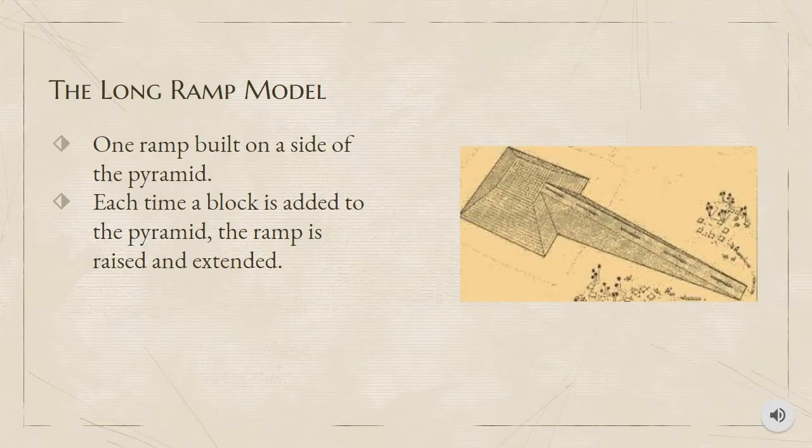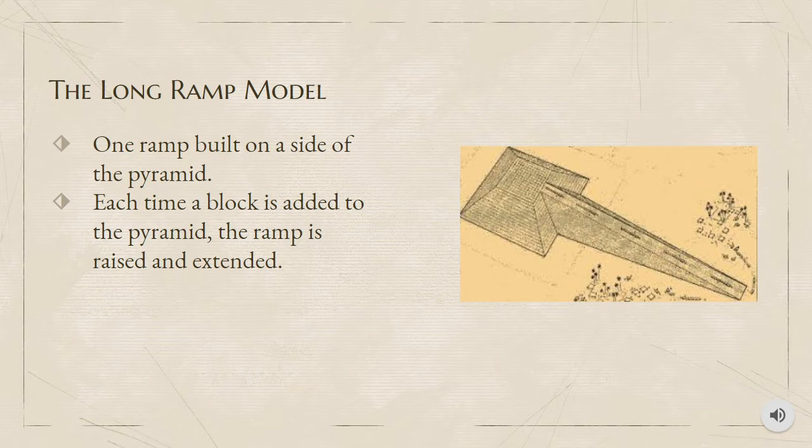The first of the three ramp model theories is the long ramp model theory. This theory suggests that a ramp was built on one side of the pyramid in order to assist with its construction. As the Egyptian workers would bring more blocks to place at the top of the pyramid, the ramp was raised and extended so that the blocks could be placed higher.